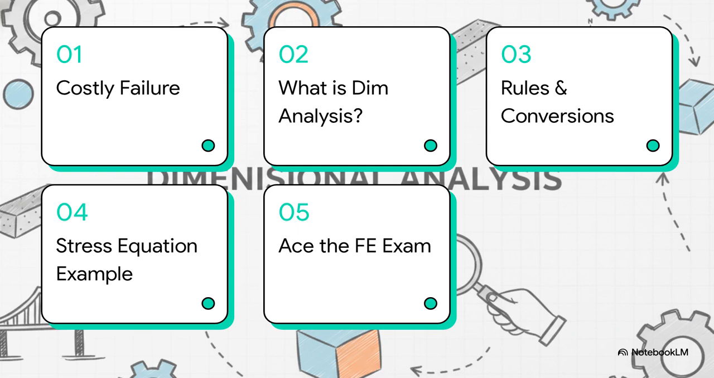Here is our agenda for today. First, we'll look at a costly engineering failure. Then we'll cover what dimensional analysis actually is, followed by fundamental rules and conversions. After that, we'll walk through a stress equation example. And finally, we'll talk about how to ace the FE Civil exam.